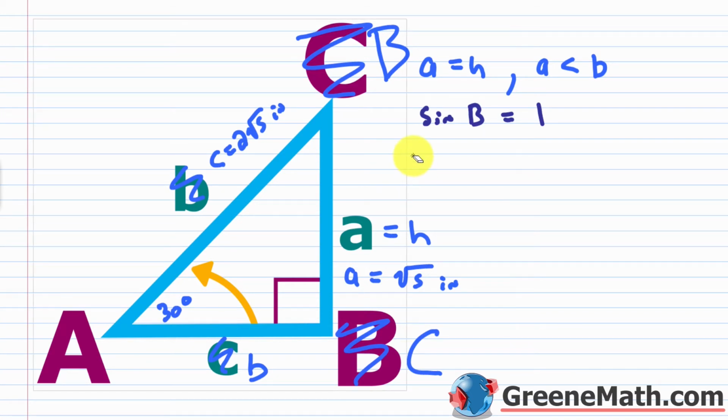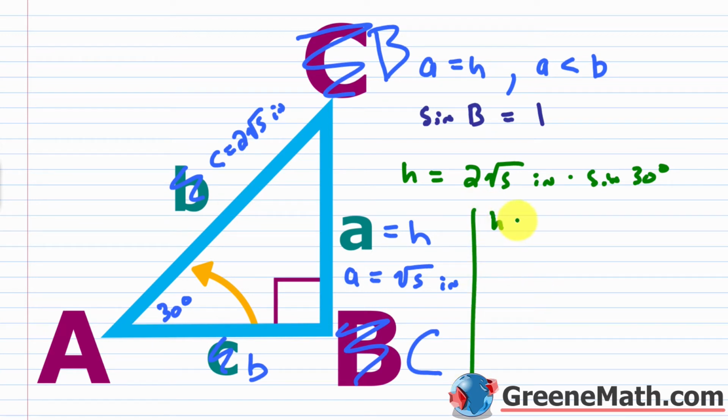So H is going to be C, which we know is 2 times square root of 5 inches, times the sine of, in this case, 30 degrees, the sine of A. So what is the sine of 30 degrees? We all know from the unit circle it's a half. So H is going to be equal to 2 times the square root of 5 inches times 1/2. We see this 2 cancels with this 2, and basically H is equal to the square root of 5 inches.